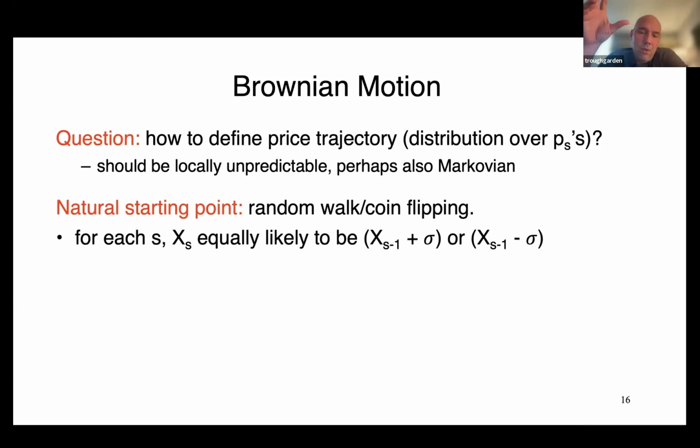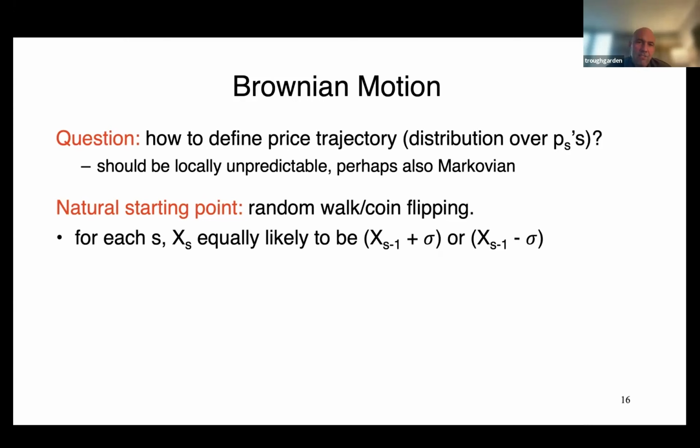So sigma here is the step size in this random walk, which loosely corresponds to the volatility in the end. Okay. So here it's locally unpredictable. You don't know if it's going up or going down. And also, as far as the future values of the sequence, all that matters is the current value. You don't really care how you got to the current value. So it's got this local unpredictability and also the Markovian property.